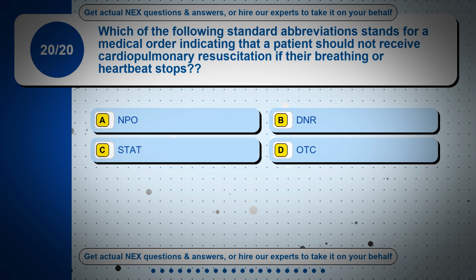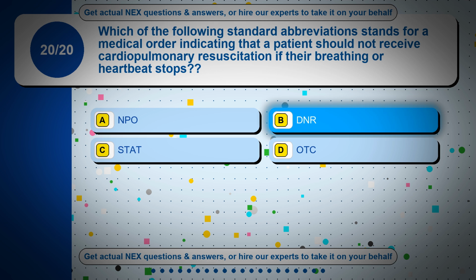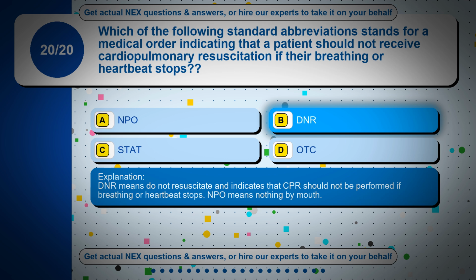Question 20. Which of the following standard abbreviations stands for a medical order indicating that a patient should not receive cardiopulmonary resuscitation if their breathing or heartbeat stops? Option A, NPO. Option B, DNR. Option C, STAT. Option D, OTC. The correct answer is option B. DNR. DNR means do not resuscitate and indicates that CPR should not be performed if breathing or heartbeat stops. NPO means nothing by mouth.